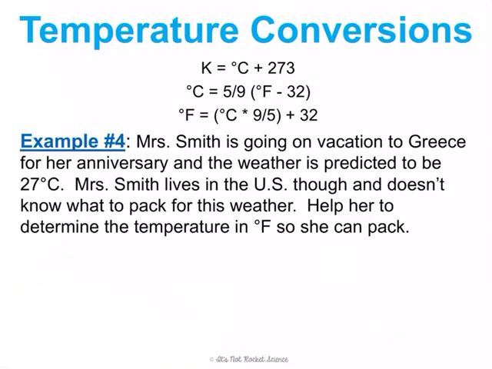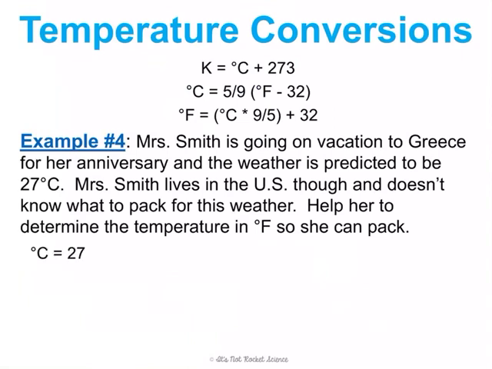So let's do an example. Mrs. Smith is going on vacation to Greece for her anniversary. The weather is predicted to be 27 degrees Celsius. She lives in the U.S., though, and doesn't know what to pack for this weather. Help her determine the temperature in Fahrenheit so she can pack.